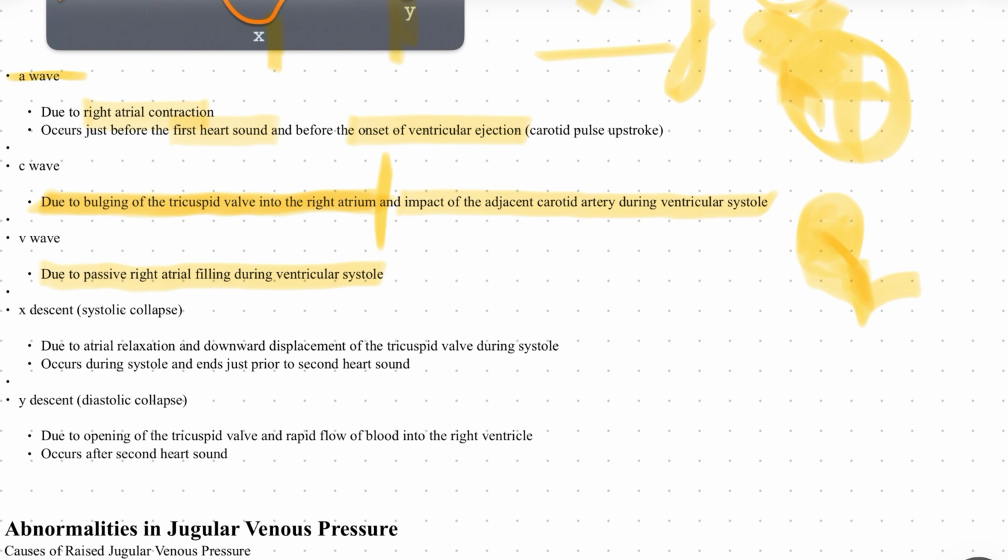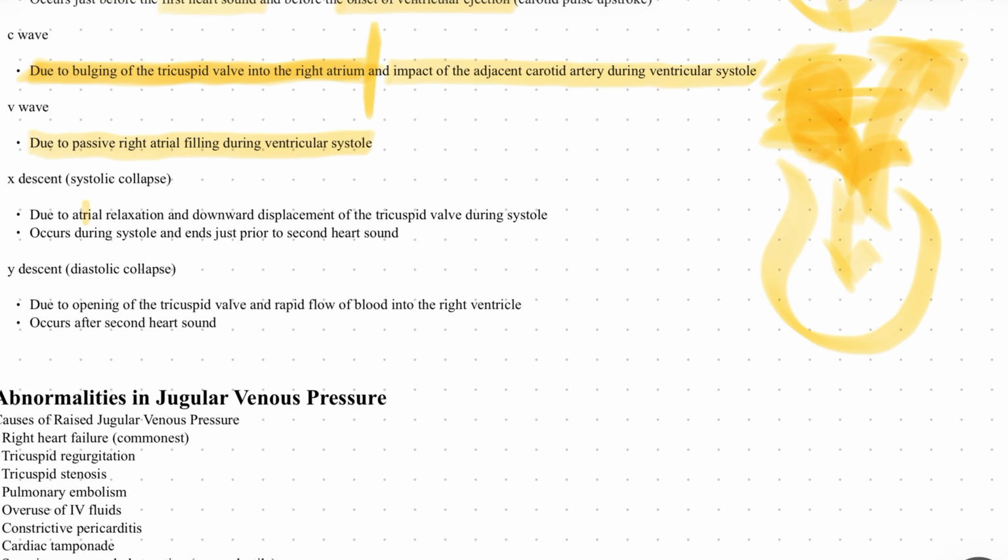So this has been closed and bulged and blood has already entered, and this is going to push the blood into pulmonary circulation, whereas there will be passive filling. This is pushing here and the blood is filling in the atria. That signifies V wave. X descent signifies atrial relaxation, downward displacement of tricuspid valve during systole. This point you need to remember for your final exams.